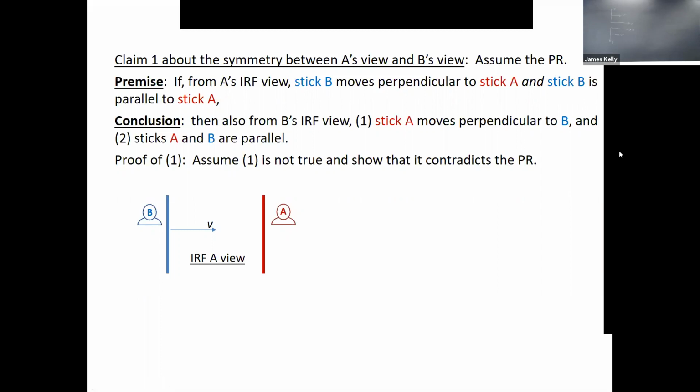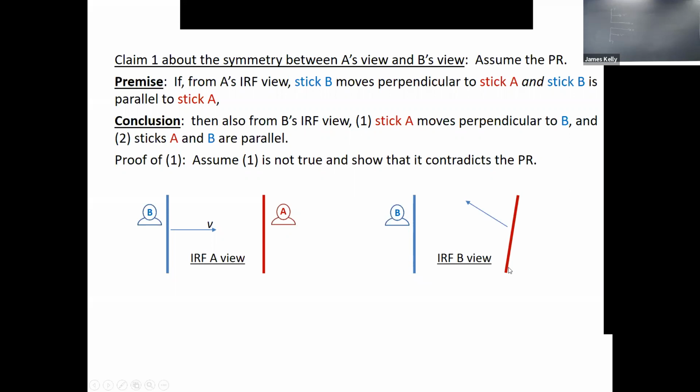Okay? So let's assume that the point of view that we showed on the left, that from A's point of view, here's A in red with A's stick. From that point of view, B's stick is perpendicular to it and moving in the direction perpendicular to A's stick. Let's suppose that 1 is not true. In other words, maybe something like this holds. From B's point of view, here's B's stick sitting at rest, so we're taking the point of view of B, where B is at rest.